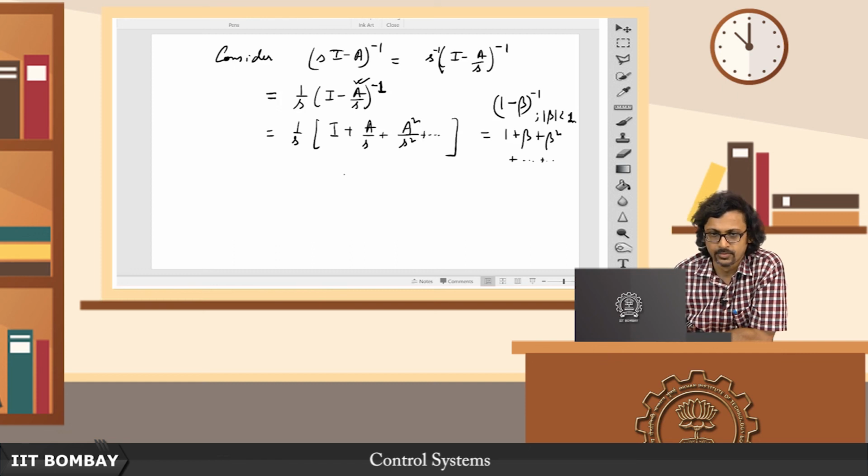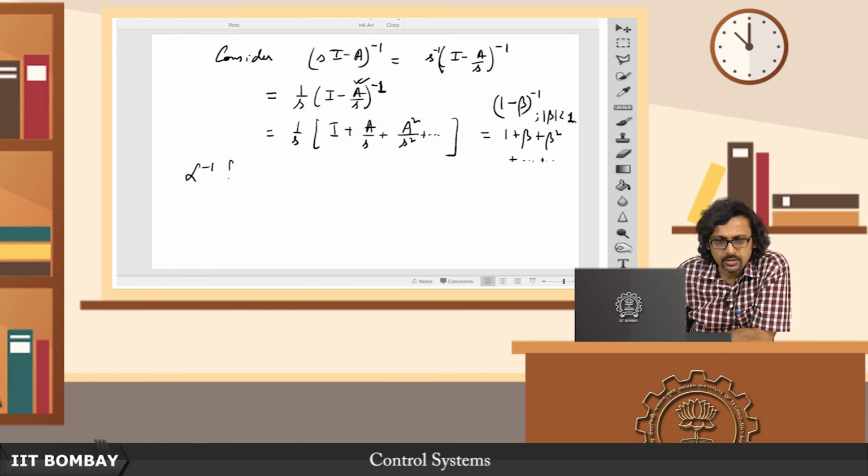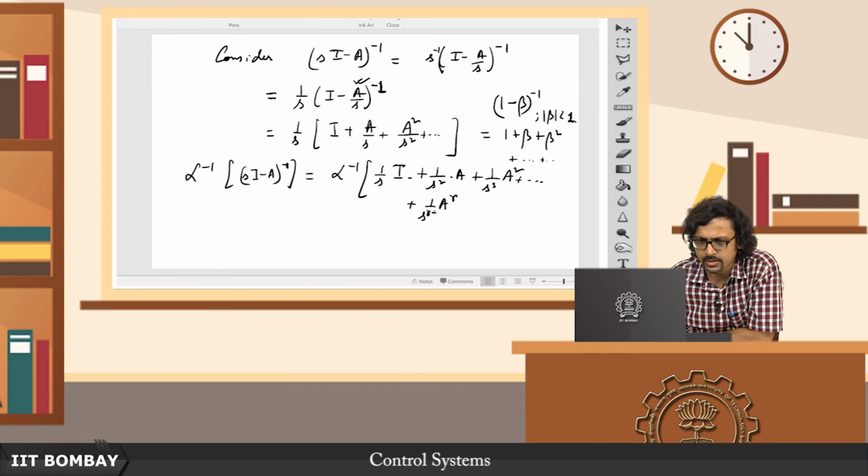Now if that is so, then how about the Laplace inverse of this (sI minus A) inverse? If we can actually expand this in this series, I have to do nothing but take the Laplace inverse of this apparently infinite series. So this is I times 1 by s plus 1 by s squared times A plus 1 by s cubed times A squared plus, in general the term looks like A to the power r multiplied by 1 by s to the r plus 1, plus dot dot dot, an infinite series.